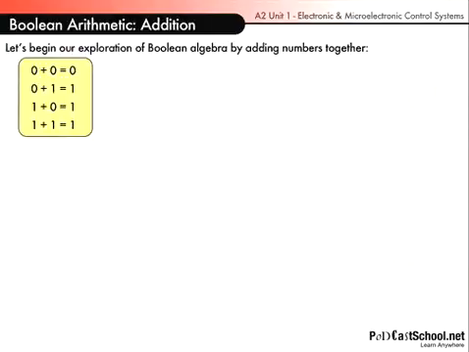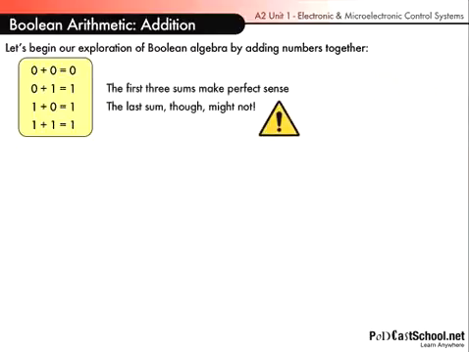So let's begin by adding together some Boolean numbers, okay? And have a look. We've got 0 plus 0 equals 0. That's what we'd expect. Alright, 0 plus 1 is 1, and we've known that for a very long time. 1 plus 0 is also 1, but this is where things begin to get strange. In Boolean arithmetic and Boolean addition, a 1 plus a 1 equals a 1, and we'll see why that is in just a second. So the first three sums there make perfect sense. The last sum, though, might not.